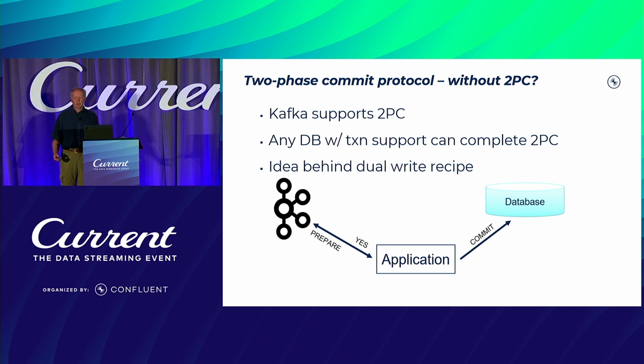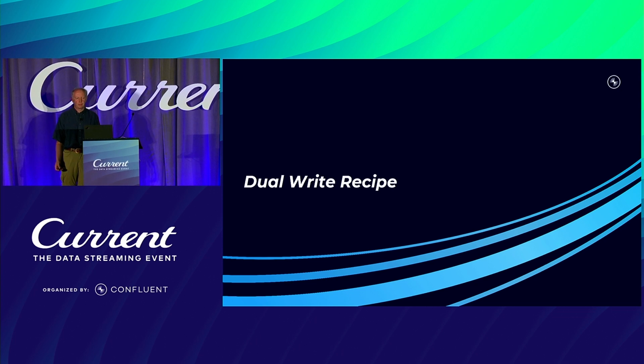And so what it does for Kafka is it enables this dual write recipe, where you could take any database that has transaction support, use Kafka with the two-phase commit protocol, and then use this trick to store the commit decision in the database, and you could achieve atomic writes. So this is the main idea, and then let's look into the dual write recipe itself.